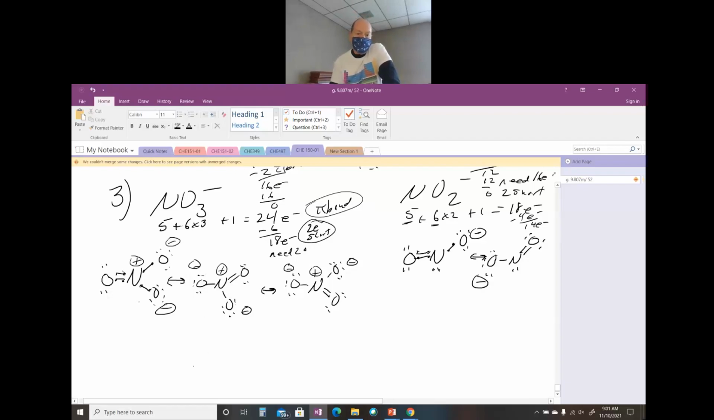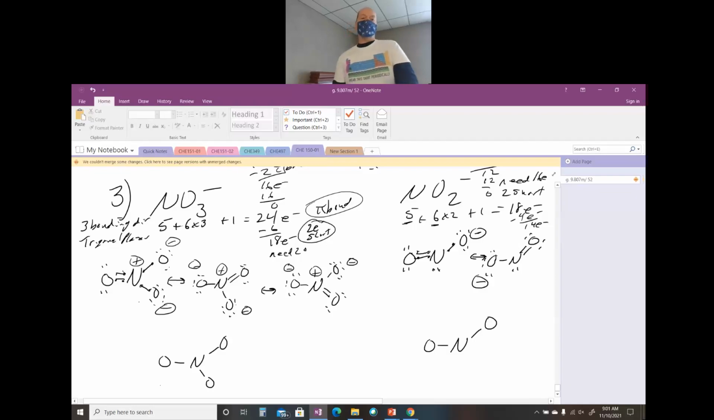All right, so over here we have N, and then we have an O here, an O here, and an O here. And this one, N, we have an O here, and an O here. Now note that both of these I am writing in the correct 3 dimensions because this one has 3 bonding directions. Remember that a double bond is 1 direction. So this is 3 bonding directions. And so it is trigonal planar. So I'm drawing it as trigonal planar.